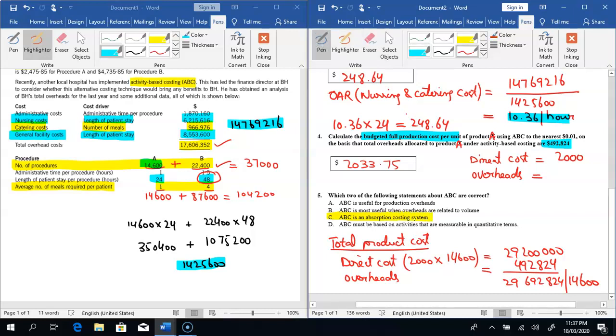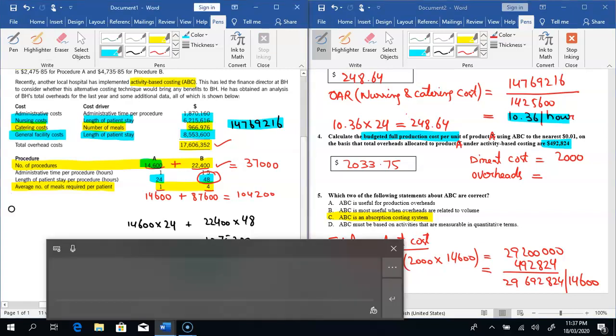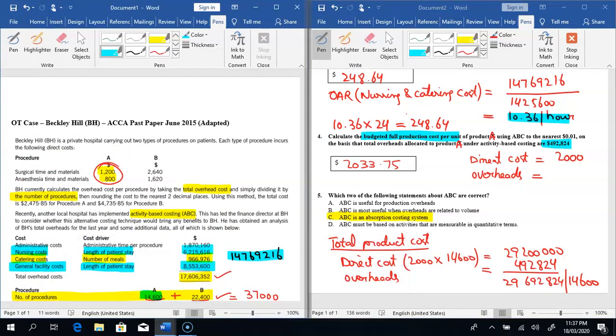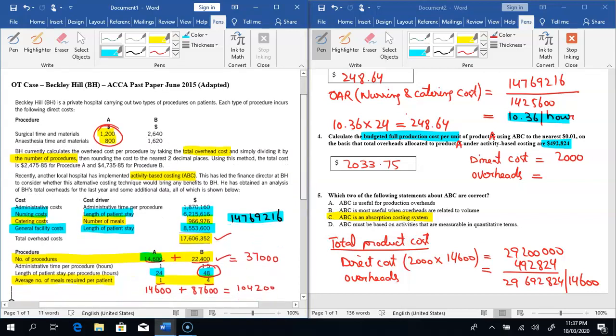So here is the solution to this OT case, which has been adapted from a past paper. So I will be uploading more OT cases and questions related to ABC very shortly.